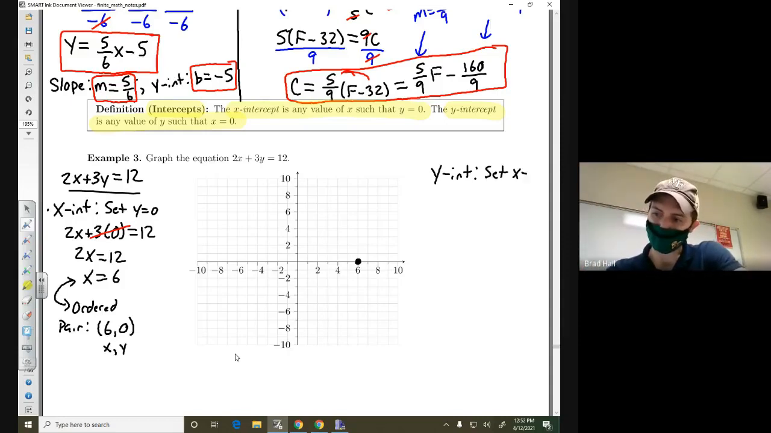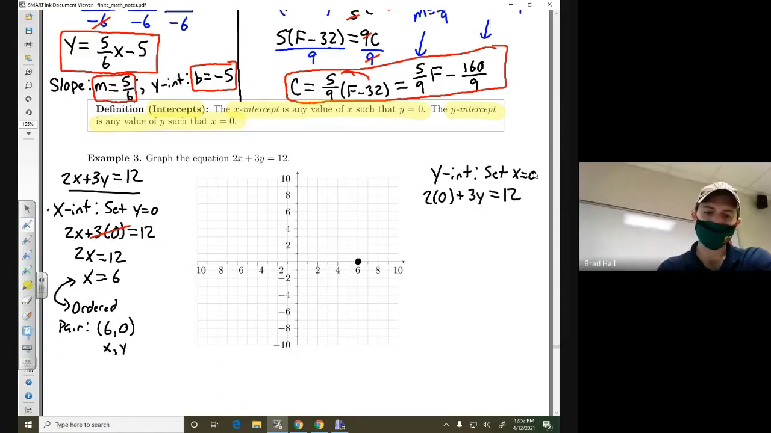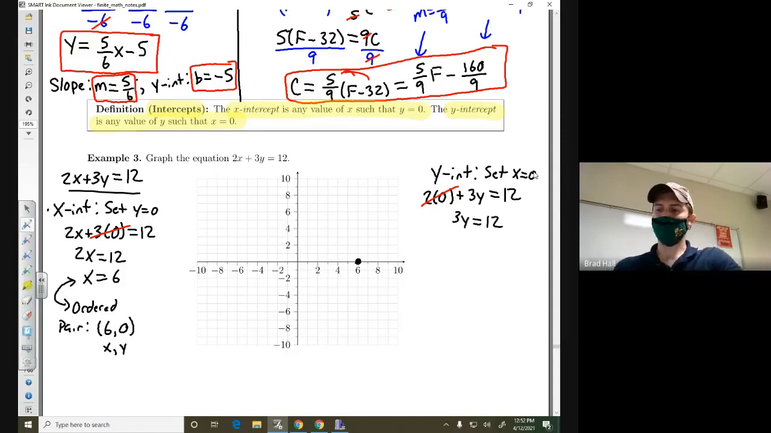You can set x equal to 0 instead of y. So instead of 2x plus 3y is equal to 12, it's 2 times 0 plus 3y is equal to 12. And just like the previous problem, 0 simplifies stuff very nicely. So we're just left with 3y is equal to 12. Or more simply, y is 4.